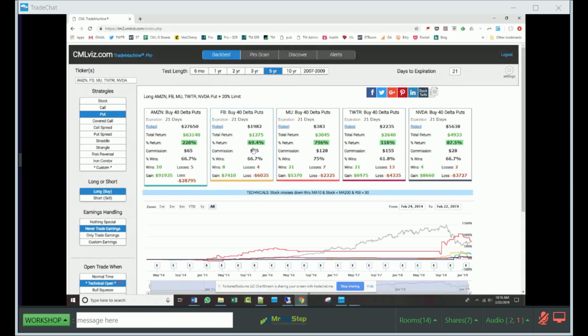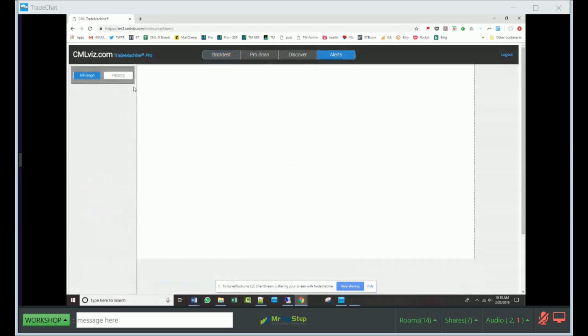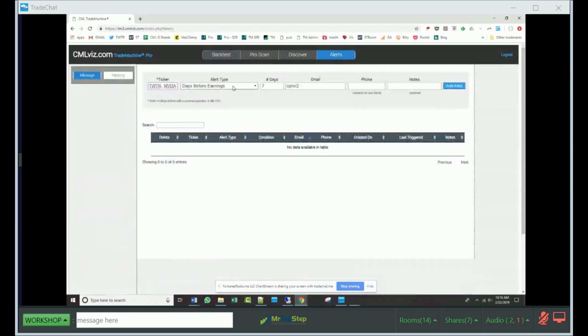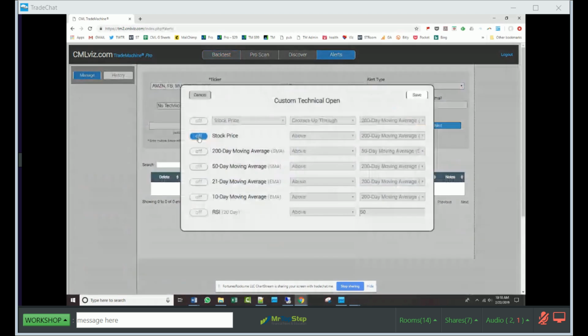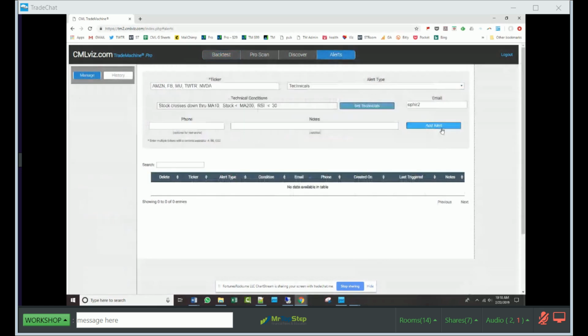So to set this alert, I would do the same thing. I would go to alerts. So I'll just take these tickers, go to alerts, and enter all 5 tickers. It's a technical alert. In this case, I simply want to know when the stock crosses down through the 10-day moving average, when the stock price is already below the 200-day moving average, so a virtual technical breakdown, but the RSI is not oversold. And that's it, right? And I put in my email address, my phone number, and I just click add alert. And now I've got that in the background working for me.